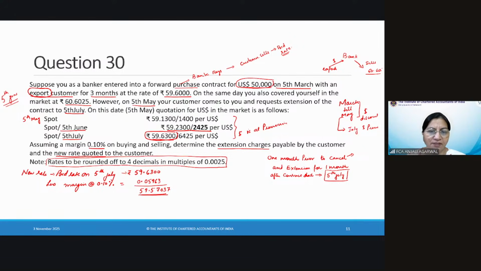So once again, when you round off up to 4 decimals in multiples of 0.0025, what will you get? Final quote, 59.57. Even if I make it 04, so it will be 00. Okay, so it's 59.5700. This will be the new quote that would be offered to him. You can ignore this 7, you can make it 4. Now 5704 rounded off in multiples of 0.0025, 59.5700. Right?